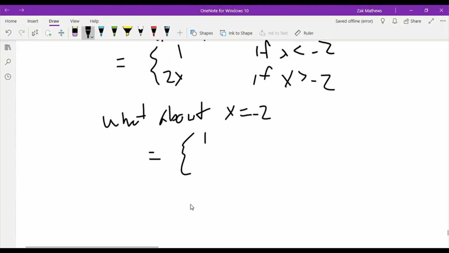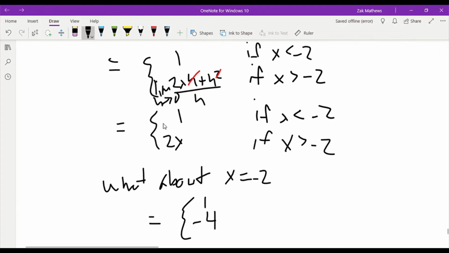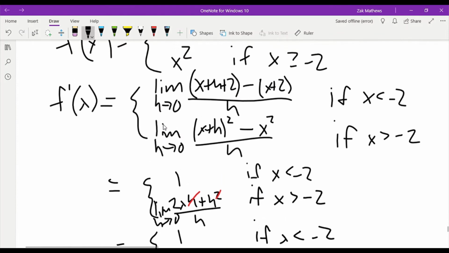And then the second one I'd get a slope of negative 4. And so as I'm coming to that single point, we have a problem. We have the slopes not matching up. And so for that reason, this function doesn't have a derivative at negative 2.